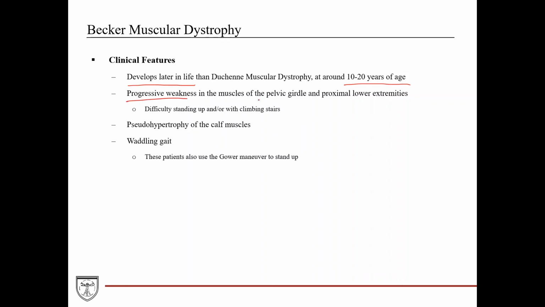Progressive weakness, especially in the muscles of the pelvic girdle and the proximal lower extremities, those hip flexors. So same kind of complaints. They're going to have difficulty standing up, difficulty getting up from a chair, difficulty climbing stairs. They're still going to have that pseudohypertrophy of the calf muscles because they're going to still have muscle breakdown in the calf muscles, and then that fat infiltration. They'll have waddling gait, and then also these patients will use the Gower maneuver to stand up as well.